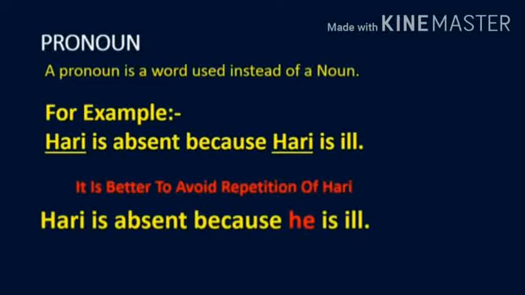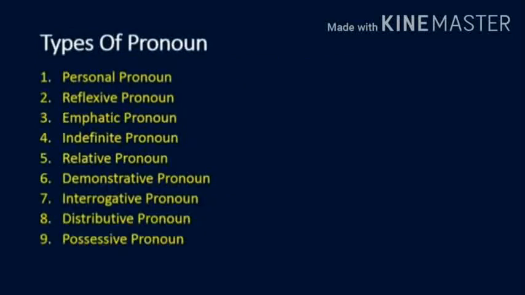Sita, she. For example, Hari is absent because Hari is ill. What is the absurdity that you can find here? A noun is being repeated again and again. It doesn't look good. So that's why in the place of Hari, I used he there.